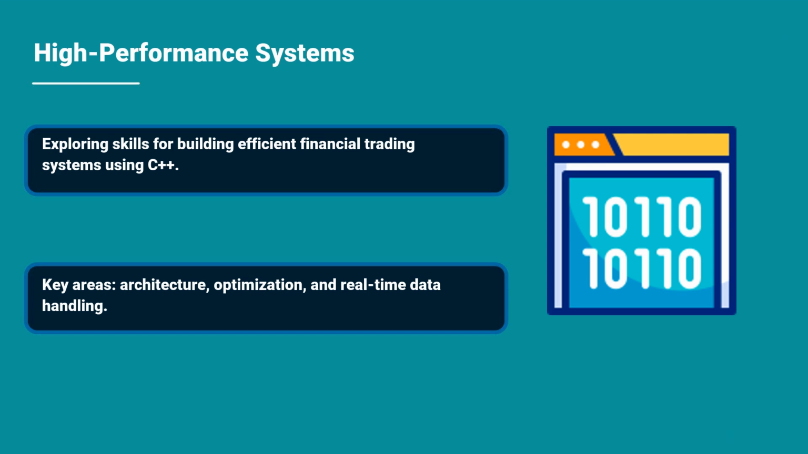To build high-performance financial trading systems, developers must possess a diverse skill set that spans multiple domains. This unique blend of skills includes not only programming proficiency, particularly in languages like C++, but also a solid foundation in finance, mathematics, and algorithmic design. Today, we'll explore the intricacies of building such systems, focusing on key areas such as architecture, performance optimization, and real-time data handling.